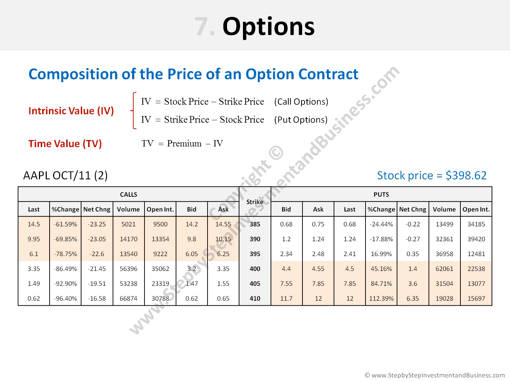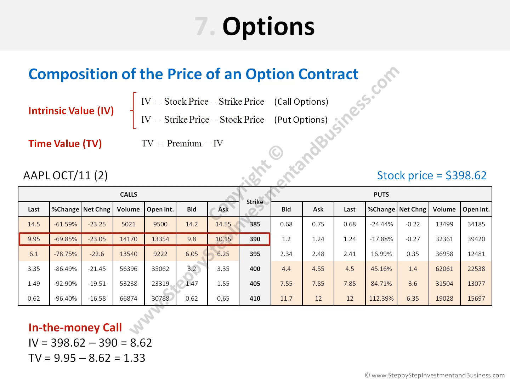Suppose we are analyzing the following option chain, and the stock price is $398.62. In that case, the call option selected right now is an in-the-money call, because its strike price is lower than the stock price. This can be clearly seen because the option is shown in a red background. The intrinsic value of this option, as it is a call, is equal to the stock price, which is $398.62, minus the strike price. In this case, we select an option with a strike price of $390.